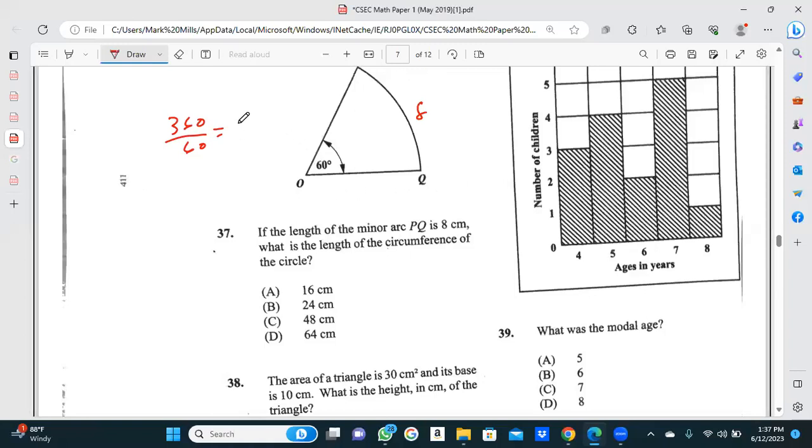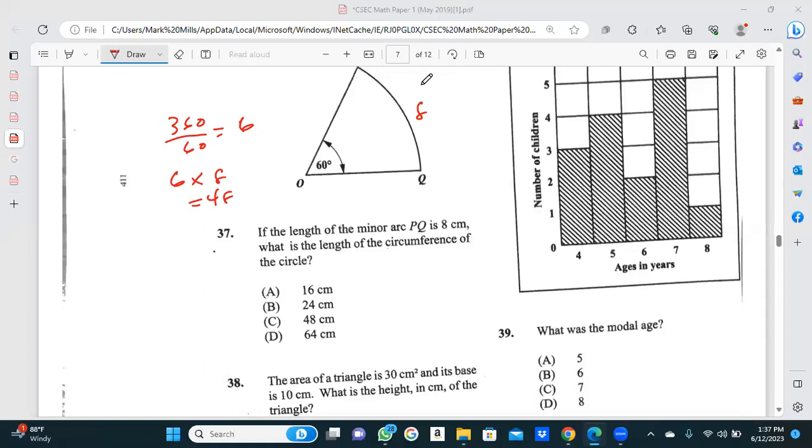By 6, what do we get? All right, so that's the 8, which gives me what? 48. Because if 60 will give me 8 centimeters, and I want to find the full circle, the full circle is 360. You ask yourself, how many 60s can I get in 360? That would be 6. Then multiply by the 8. Everybody follow that?